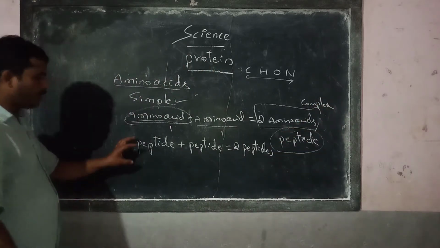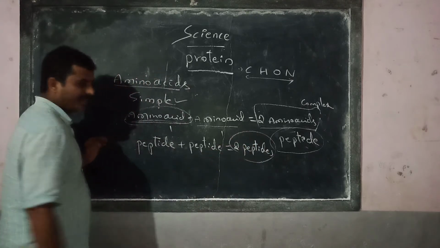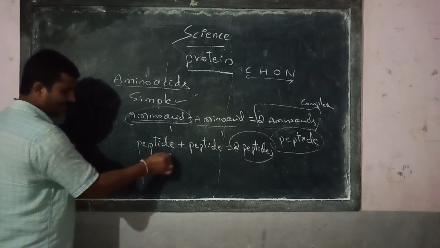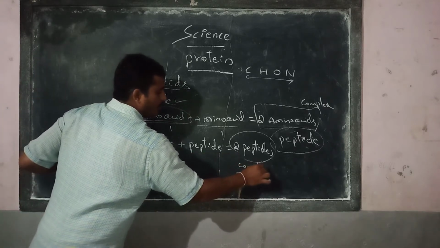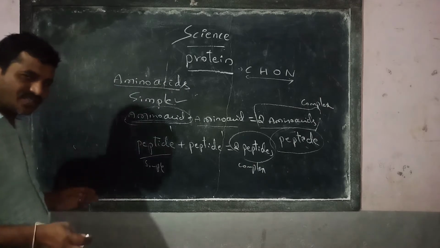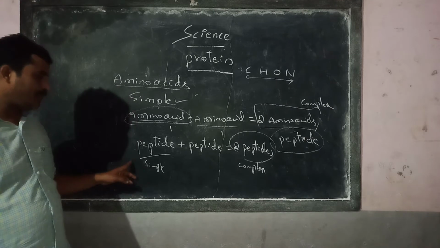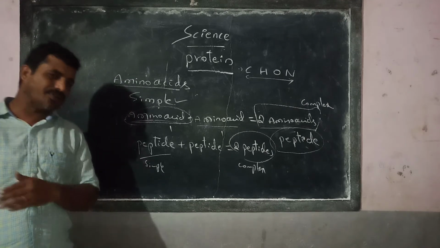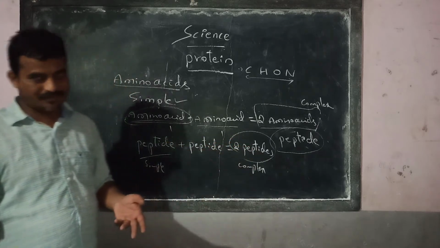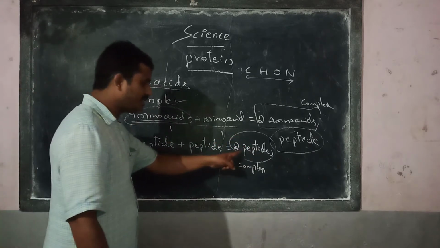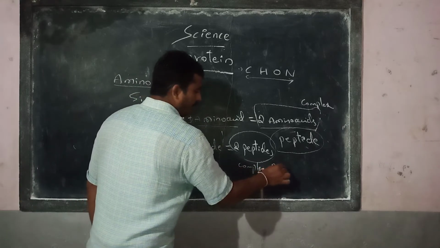Now compare this: one peptide plus another peptide, we got two peptides. Compare this and this. This is simple, compared with this it is complex. Now try to understand what simple and complex mean. Simple substances are made of single units or fewer units than the complex substances. Complex substances are made of many units. That's the difference. So two peptides or more than two peptides is said to be a polypeptide.